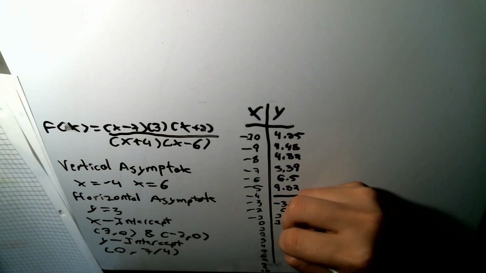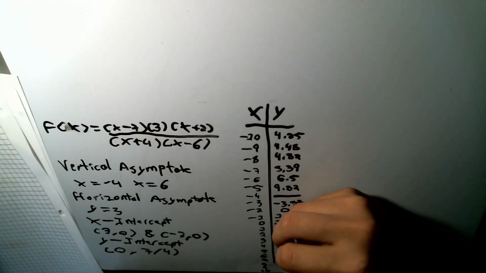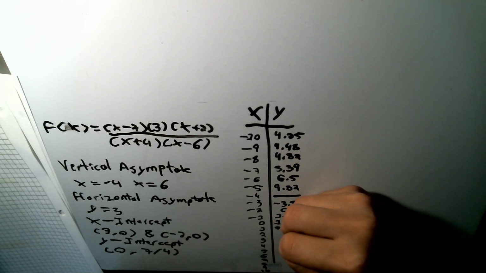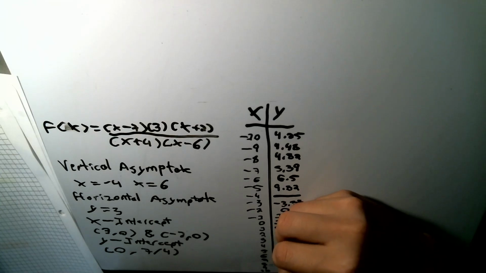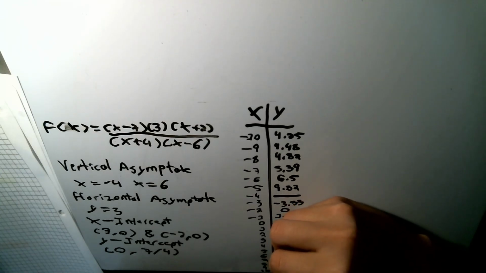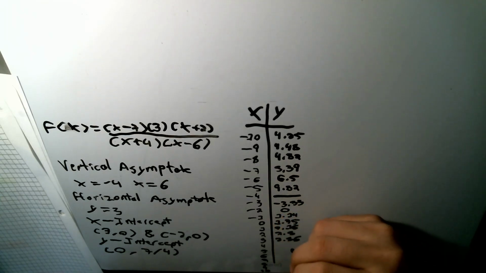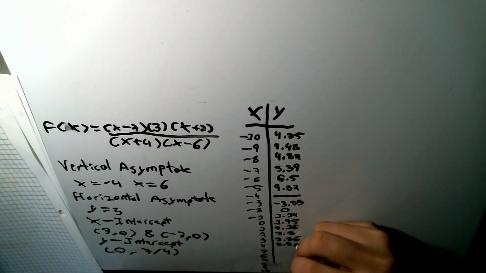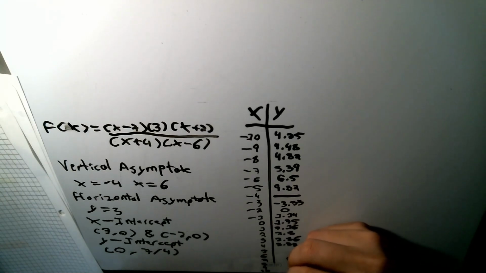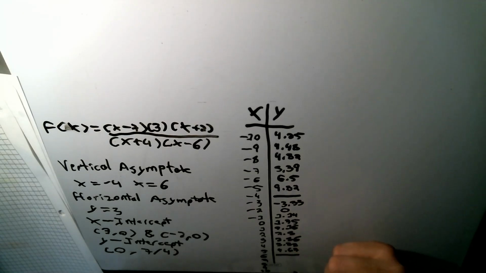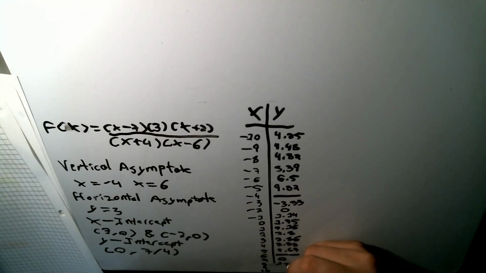0 is 1.75. The 1 is 2.60. 2 is 2.5. 3 is 2.86. 4 is 3.38. 5 is 4.67. 6, 7 is 0. 8 is 1.25. 9 is 1.70, and 10 is 1.93.